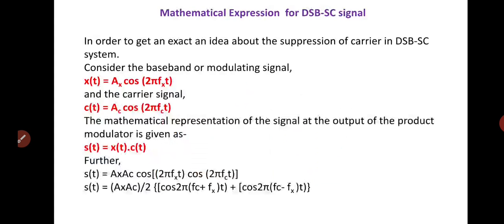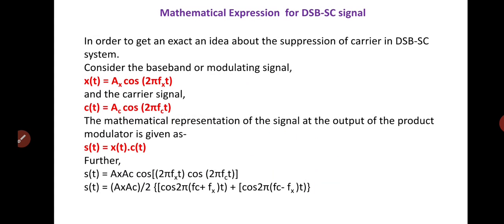Now let us discuss the generation of DSB-SC signals. Here we need a modulating signal and the carrier signal. So this signal is obtained by multiplication of the baseband signal, denoted by x(t), with the carrier signal cos(ωct). And the resultant signal of this product modulator will produce the DSB-SC signal.